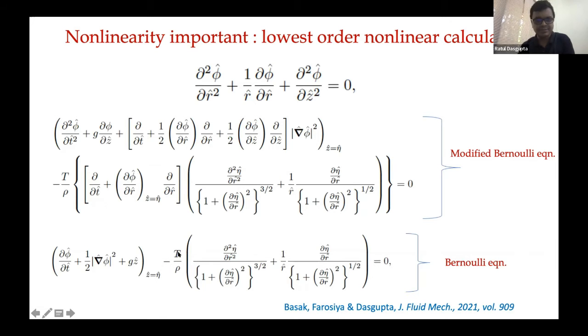Here T is surface tension and g is the regular gravity and so on. Note that there are two curvatures here. This is our regular in-plane curvature, which exists even in 2D. But this is an additional term which comes because of the axisymmetry. So this is an azimuthal curvature term. I'll talk more about these curvatures because these flows are primarily driven by curvatures, as I'll show you later in the second half of the talk.